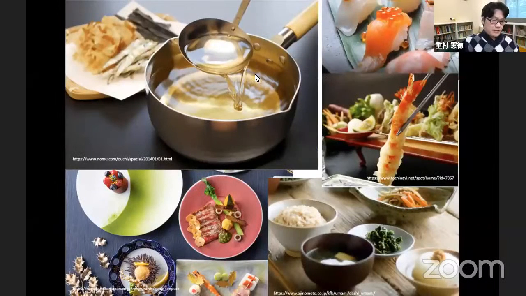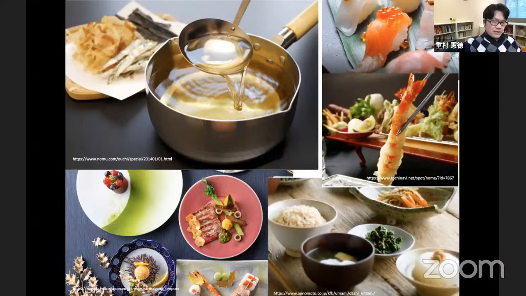This is a Japanese soup stock, dashi. Dashi is made by heating water containing a mixture of kelp here and dried bonito here. So as you found, the synergistic effect is applied in this Japanese dashi.